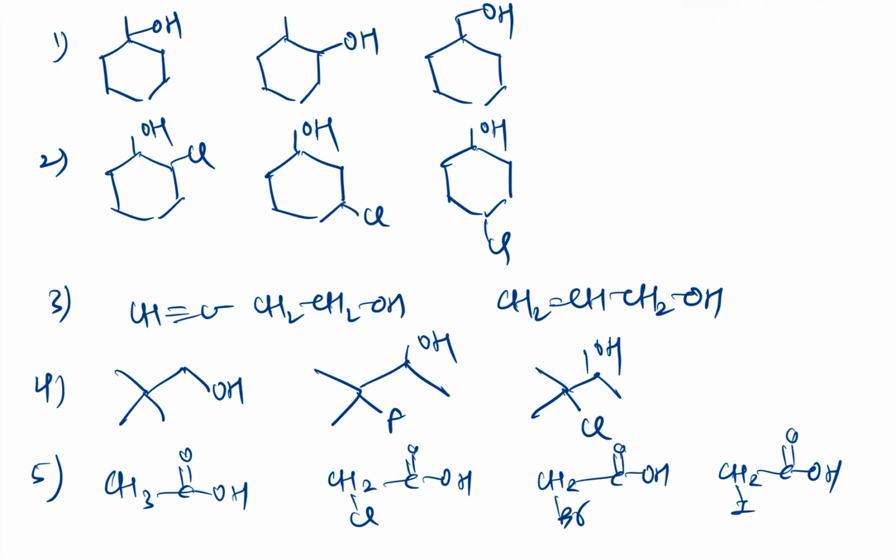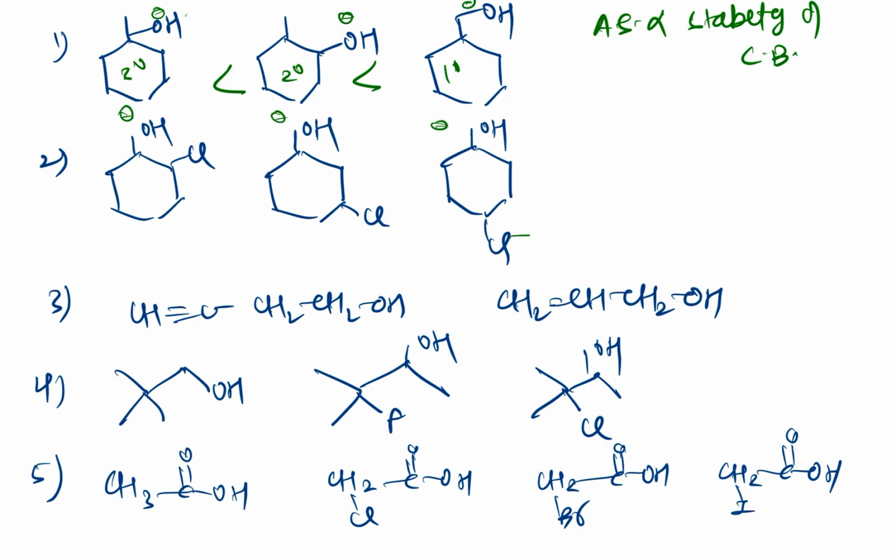So now let's talk about the answers. We know again that acidic strength is directly proportional to the stability of the conjugate base. All these conjugate bases have O with a negative charge. So it is 3 degree, this is 2 degree, and this is 1 degree. The 1 degree O minus will have less plus I effect, so this will be the answer. Here also, there is a negative charge, and Cl has a minus I effect. So the minus I effect is closer in one and farthest in the other.